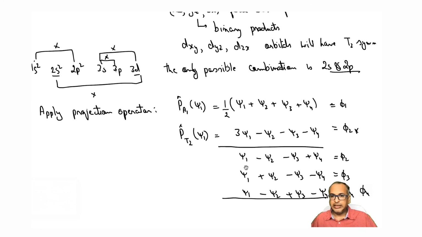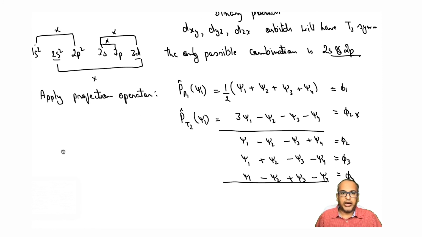Now you see that these are orthogonal to each other as well as orthogonal to this one. There are 2 positives and 2 negatives, so these two will be orthogonal. Then here again there are 2 positives and 2 negatives, so this will also be orthogonal. You can test it out. Now this one has a symmetry: phi1 has the symmetry of an s orbital.